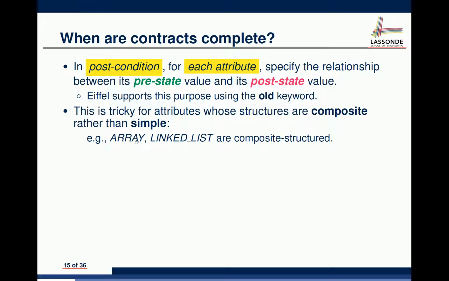If your attribute or variable is a composite type, like an array, linked list, or graph, you have to be very careful about what should be changed and what should be unchanged. That's why you need the old keyword to help you, and possibly deep twin. And if you're lucky and it's just an integer or Boolean, you don't need to worry about this too much. But for a realistic project, you definitely have to worry about composite data structures.